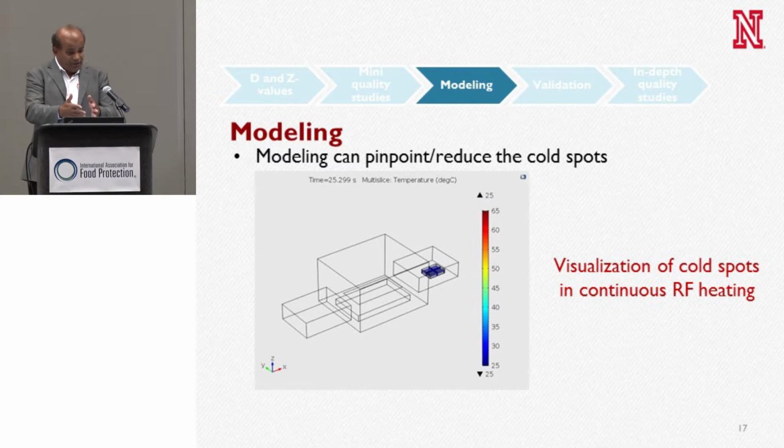And you can visualize how the heating pattern develops as the product moves on a conveyor belt between the electrodes, and where the cold spots are. You could even do some Monte Carlo analysis if the product composition varies and its properties vary, and see how that influences the hot and cold spot locations. So you could do Monte Carlo simulations to identify the effect of various factors.